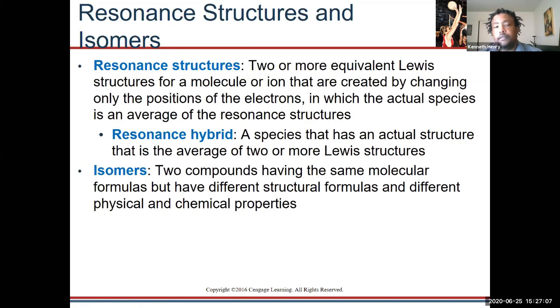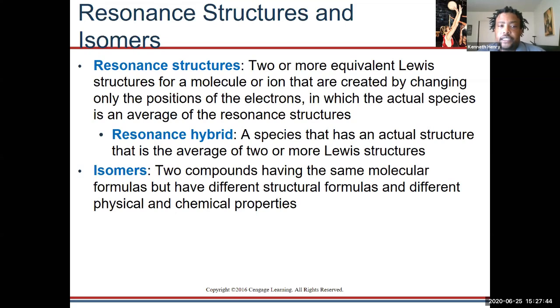Okay, let's see. Resonant structures. A resonant structure is two or more equivalent Lewis dot structures for a molecule or an ion. They're basically created by changing the positions of the electrons. So a resonant structure is basically going to be the average of all of the species. Again, I'll show you an example here in a second.